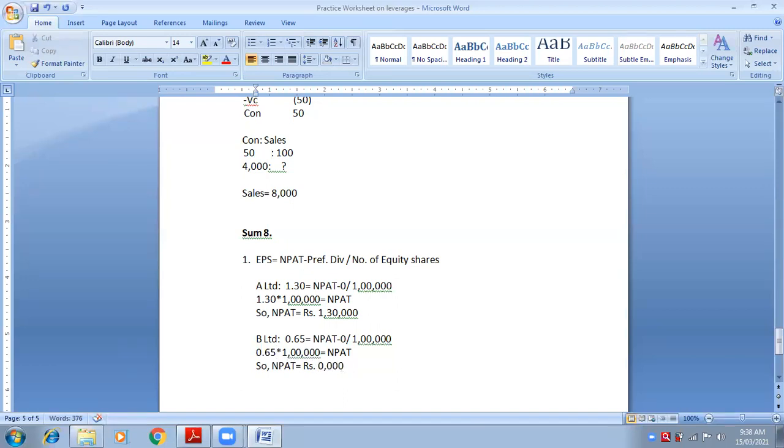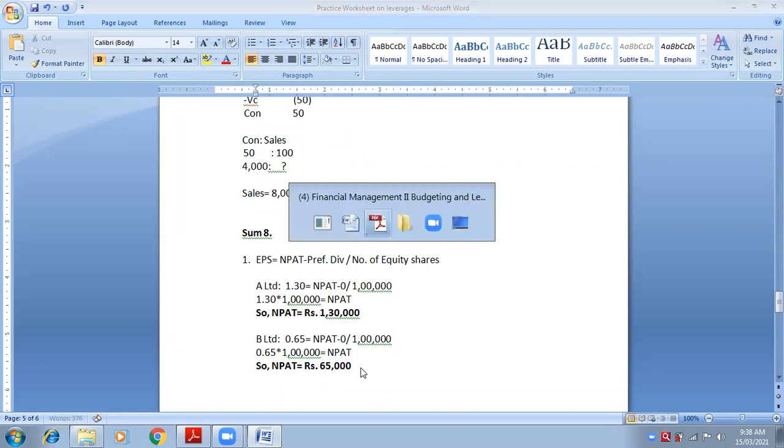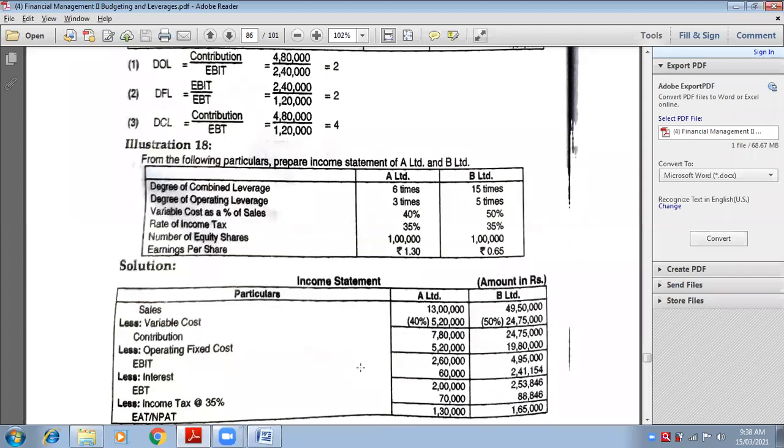Here you will write 65,000. So net profit after tax will be 65,000. Is it clear? One thing I have got, net profit after tax. This way we can find out net profit before tax also, EBT. How can we find out EBT? Can somebody tell me?